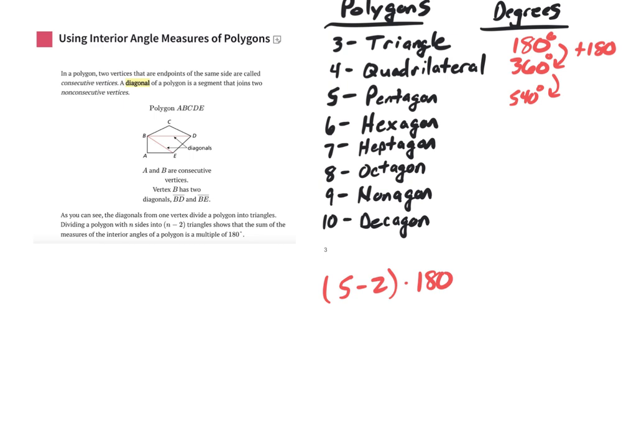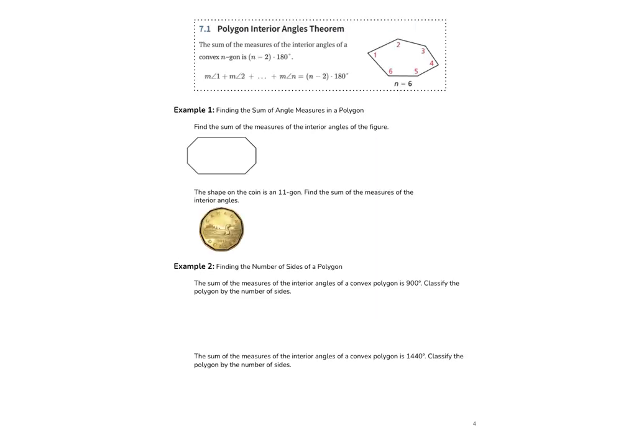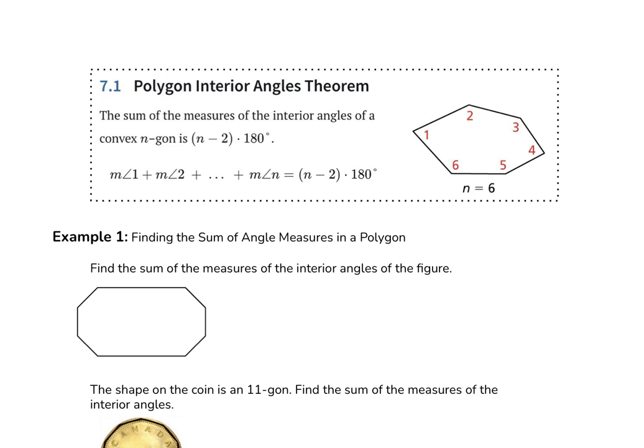Okay, so this little formula right here, n minus 2 times 180, is the formula we can use for any polygon. N is going to be the number of sides. That's what we're talking about here at the top of the next page. And there's your formula. Okay, that's going to be a really important formula for today. N is going to represent the number of sides that we have. Number of sides will change on each figure. We'll look at some today.